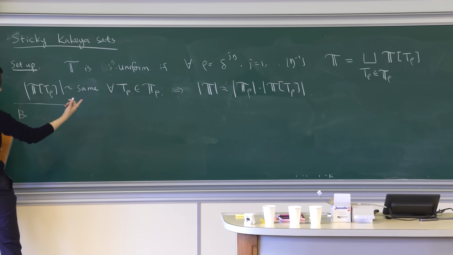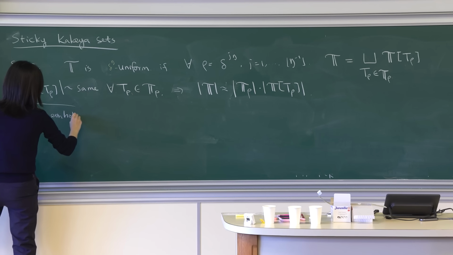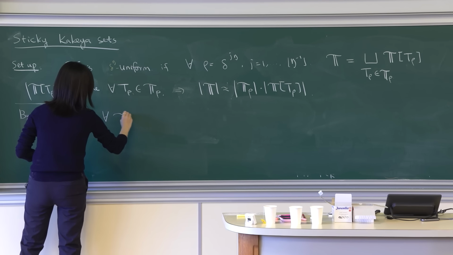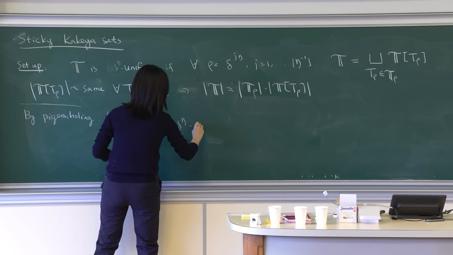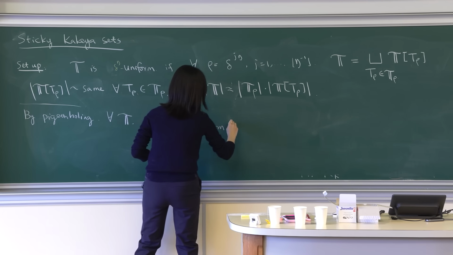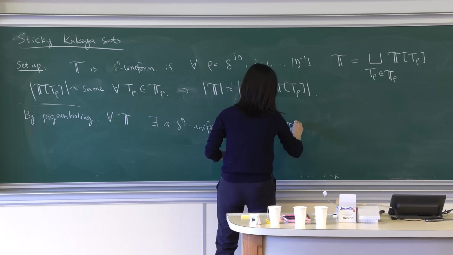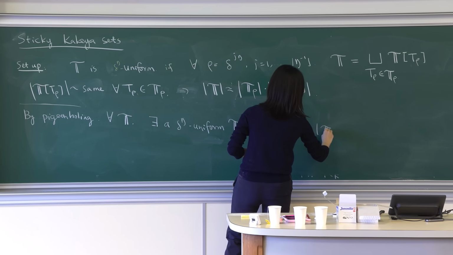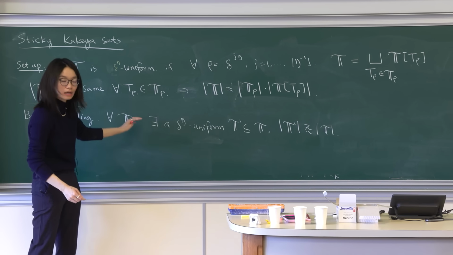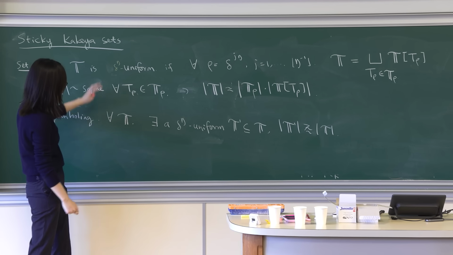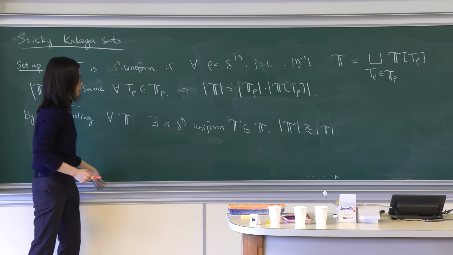That's finished the definition of delta to the eta uniform, and by pigeonholing, any set of delta tubes has a delta to the eta uniform T prime, and T prime is a significant subset. So this is just a pigeonholing definition, and from now on we will always assume that the set of delta tubes that we're working on is uniform.